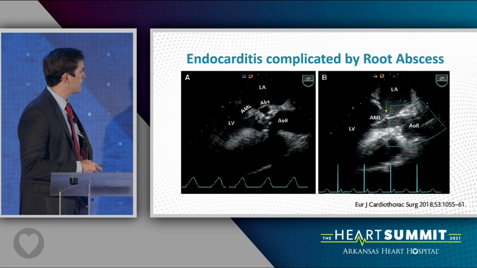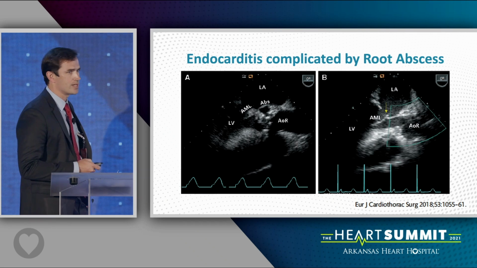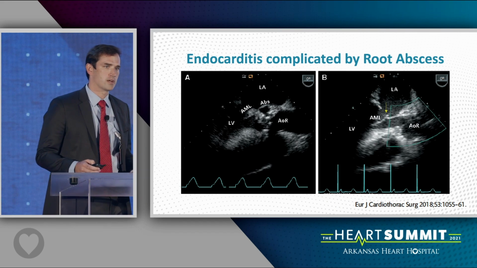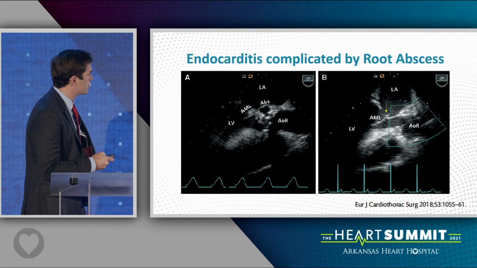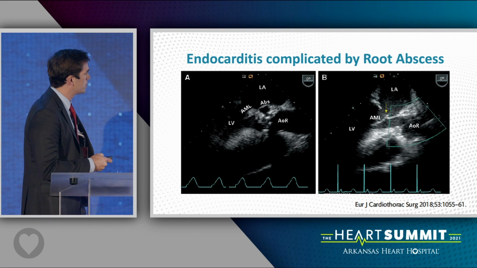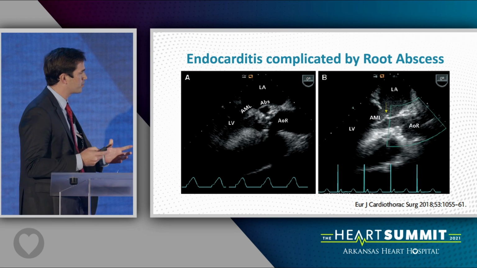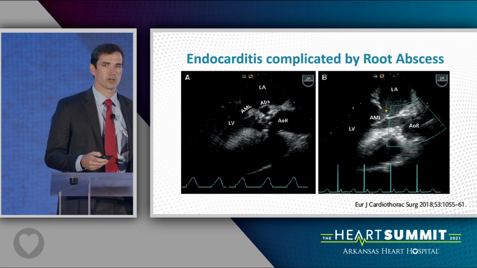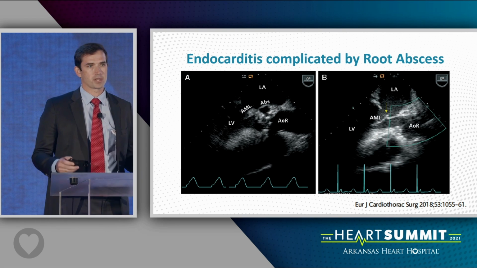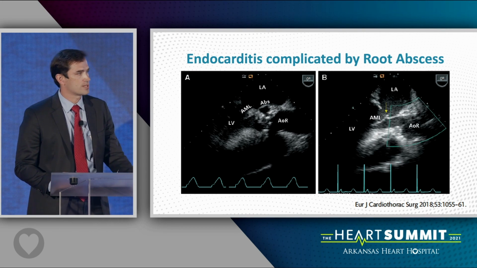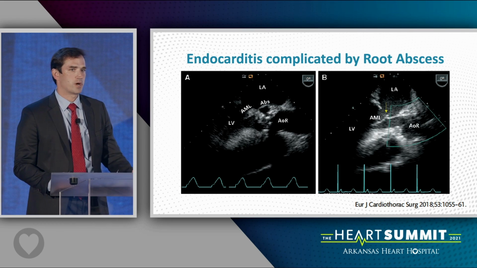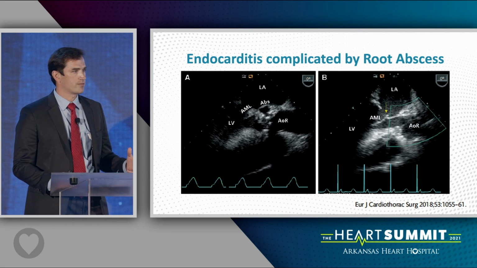And that can lead to a transesophageal echo that looks like this. This is a patient that presented with endocarditis complicated by a root abscess. So this is the aorta here, the aortic root, and this is the anterior leaflet of the mitral valve, and this is an aortic root abscess located right here. And so this patient presents with a really complicated problem. They're going to require, in addition to broad-spectrum antibiotics, an aggressive surgical debridement, possibly replacement of their entire aortic root and even their mitral valve.